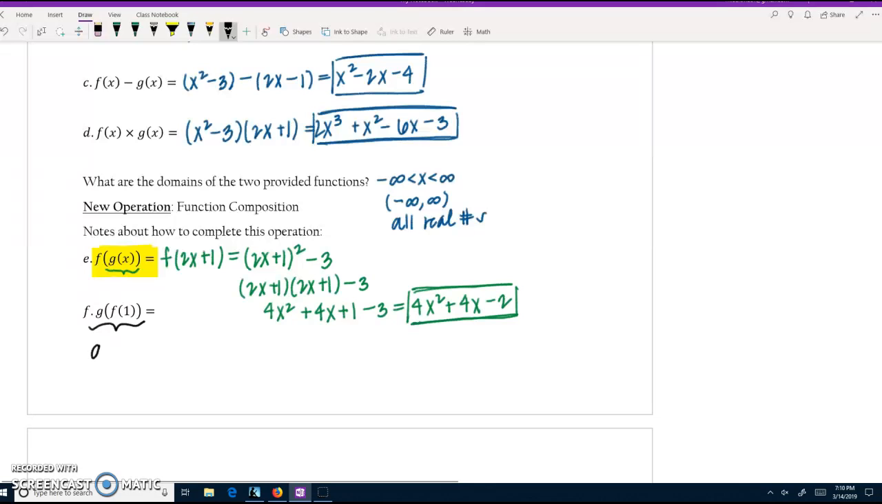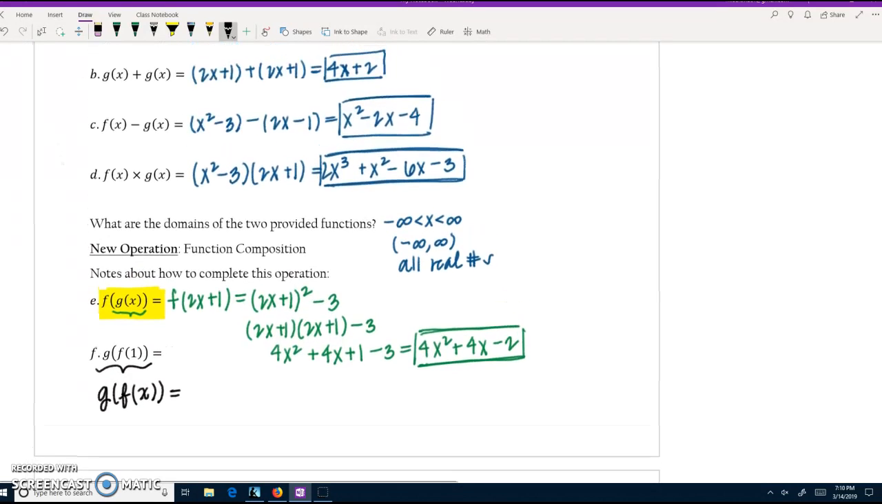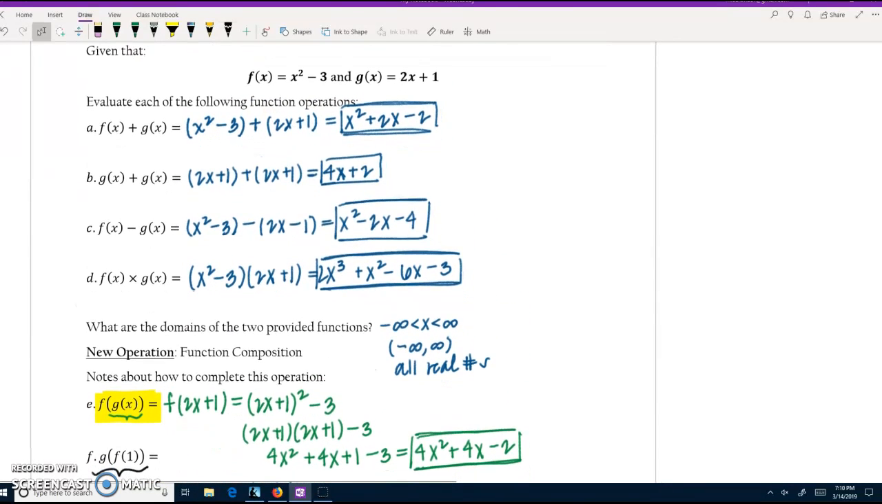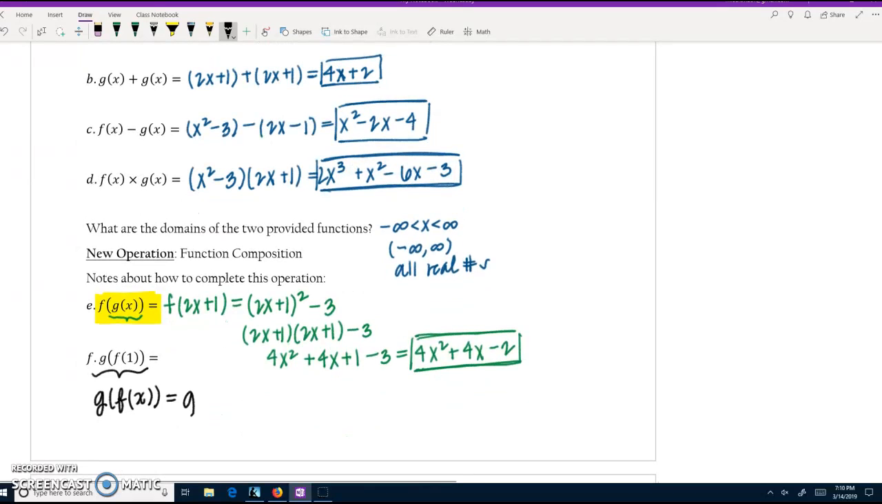So one possible option is to start by fully evaluating g of f of x, and then to find that result at 1. So let's try it that way first. So we're going to compose g and f. So what that means is g of f, anywhere I see an x in g, I'm going to plug this whole thing in, so x squared minus 3. So this will be g of x squared minus 3, which, given the function that we're provided, will be 2 times x squared minus 3. And then I have a plus 1 at the end of g of x.